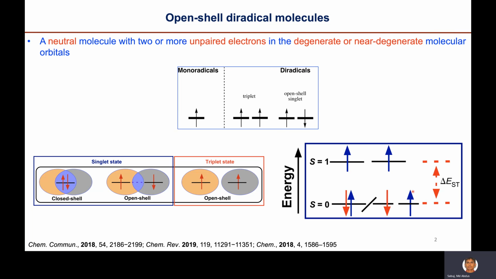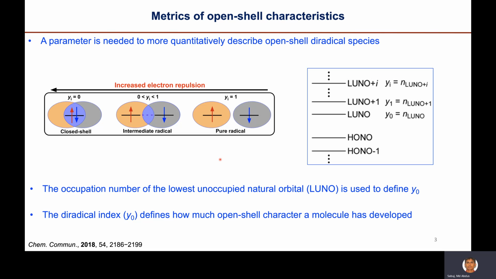Another term we will encounter is the singlet-triplet energy gap, delta EST, which is the energetic difference between a singlet state and a triplet state, where S is the total spin. We need a parameter that can more quantitatively describe the open shell diradical character. Theoretically, the occupation number of the lowest unoccupied natural orbital, LUNO, is proposed to be a measure of diradical character. The diradical index defines how much open shell character a molecule has developed.